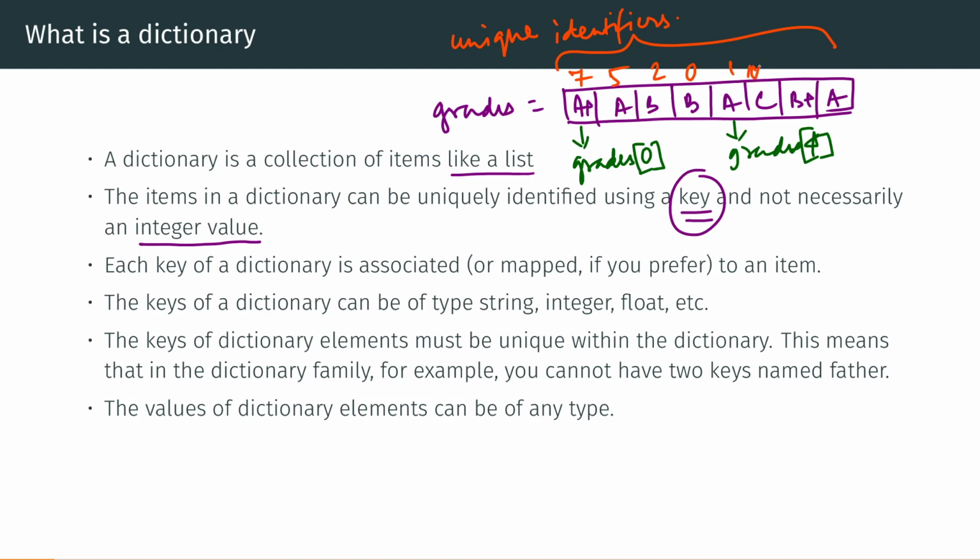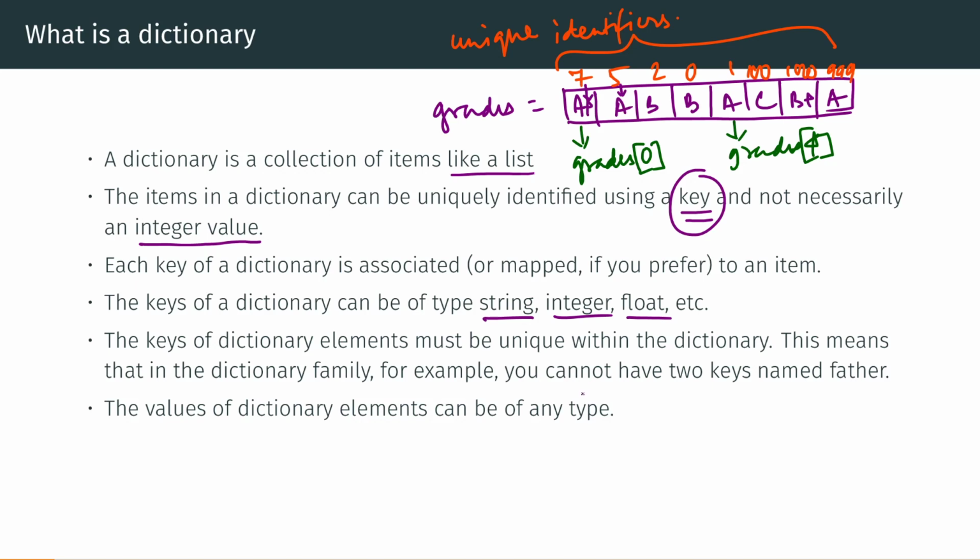So it can be 100, right? 1,000, right? 999, and so on and so forth. Okay. Finally, they can also be of any type, right? So they can be strings, integers, floats, etc. as well. Okay. Now, each key in a dictionary is associated or mapped to an item. So in this case, 7 is mapped to A1, right? 5 is mapped to A, and so on and so forth.